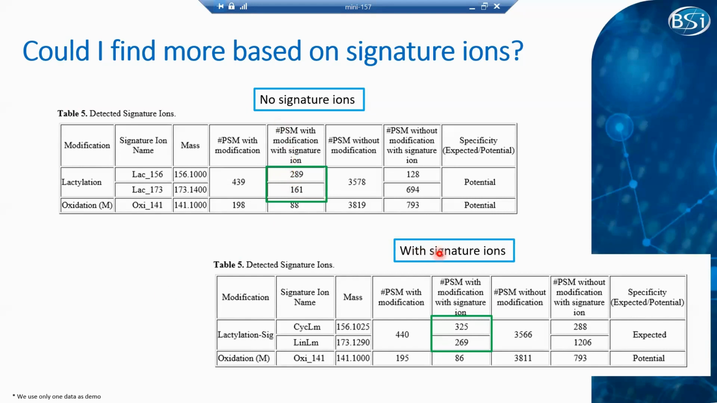With the risk score based on the signature ions, we can find more PSMs that contain these two signature ions. When we combine the results, we can find one more PSM. But since this is just one data file, we just want to show the function of PEAKS PTM and how to find the signature ions.